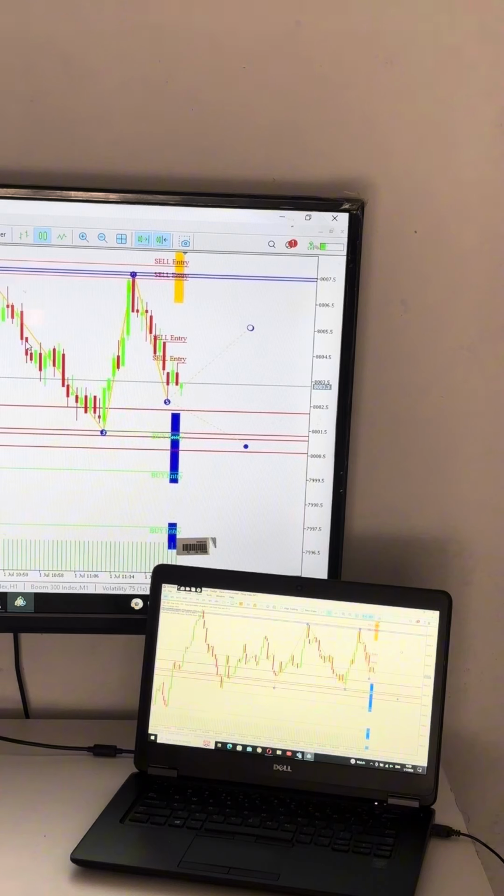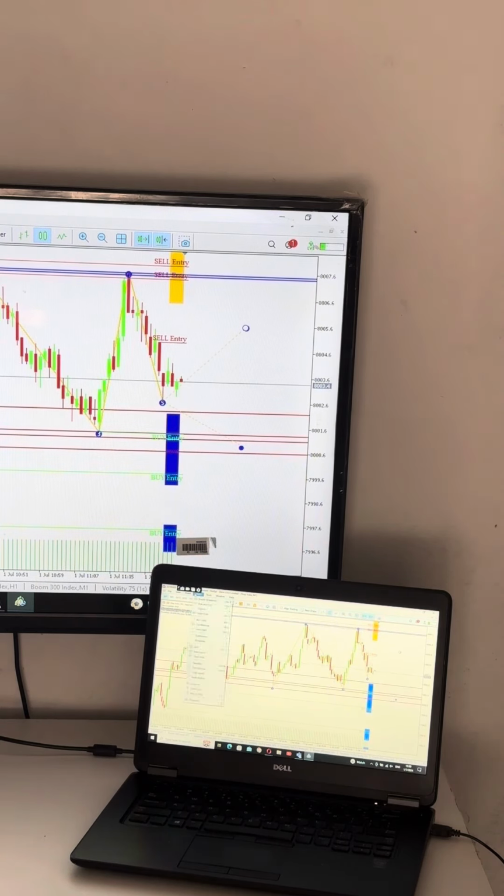So let's say this was our descending channel. You find your descending channel on the insert button, then you click objects, then look for channels. So I'm now drawing my descending channel. You can see that there's a breakout point around this area.